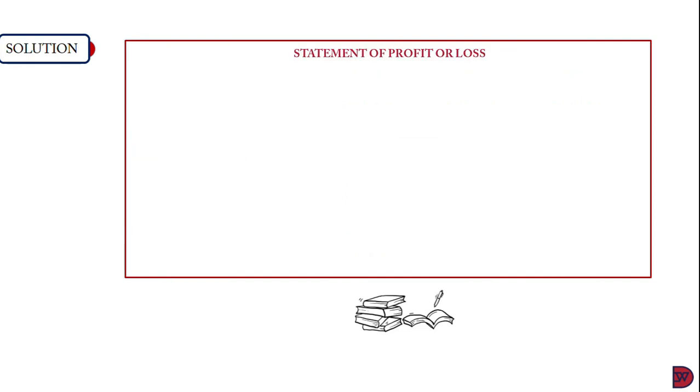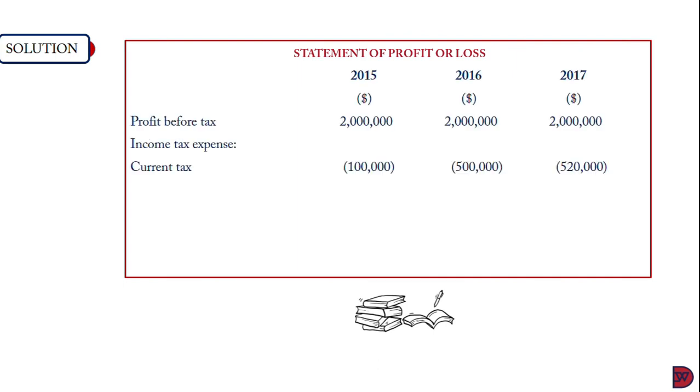So let's come to the statement of profit or loss. We'll bring the profit before tax, which was 2 million. Then, under income tax expense, we'll bring the current tax. Remember, we saw that already: 100,000 in 2015, 500,000 in 2016, and 520,000. We now bring the deferred tax. That is 300,000. We debit it. A debit to the income statement is supposed to reduce profits and reduce tax.